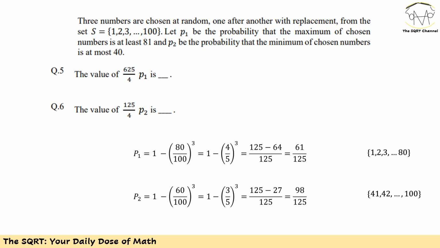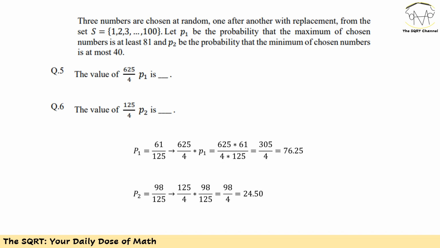Its probability is going to be 60 over 100 to the power of 3, again, since we have three numbers chosen at random, one after another with replacement. Now P2 can be calculated as 1 minus 60 over 100 to the power of 3. And if you apply some simplification, again, you're going to find P2 defined as 98 over 125.